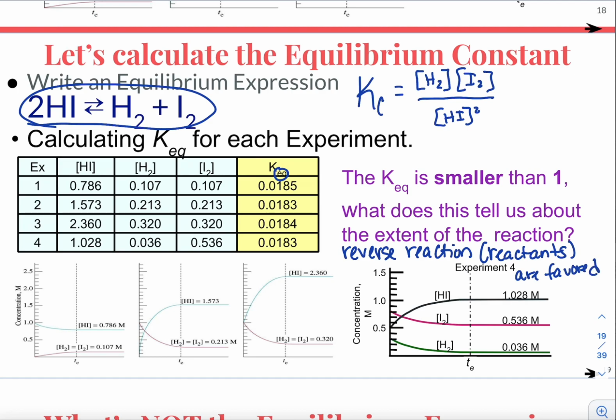And you can also see that in the graph, because on every single equilibrium, after it hits equilibrium and becomes constant, HI is higher. HI is the reactant. So you can see that reactants are favored here because no matter where they start, even the one that we started with only products, you still end up with more reactant in the end. So you can see that by the graph and by the K value.